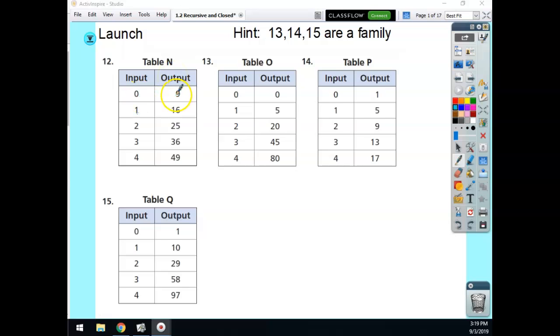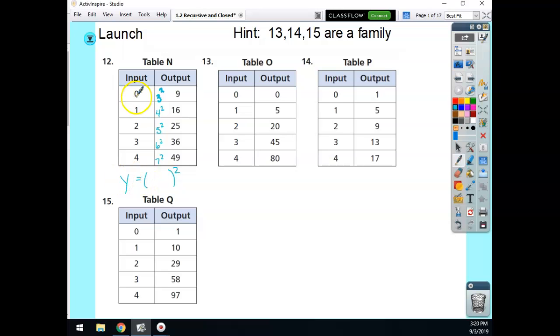if I can't really find anything going from the input to the output, sometimes what I'll do is I'll look at the outputs and see if I can find a pattern in the outputs. So like on this one, I can see that this one is the same thing as 3 squared. This one is the same thing as 4 squared. This is the same thing as 5 squared, 6 squared, 7 squared. So what it looks like to me is that I'm going to be squaring something. And what that something is, I just have to figure out.